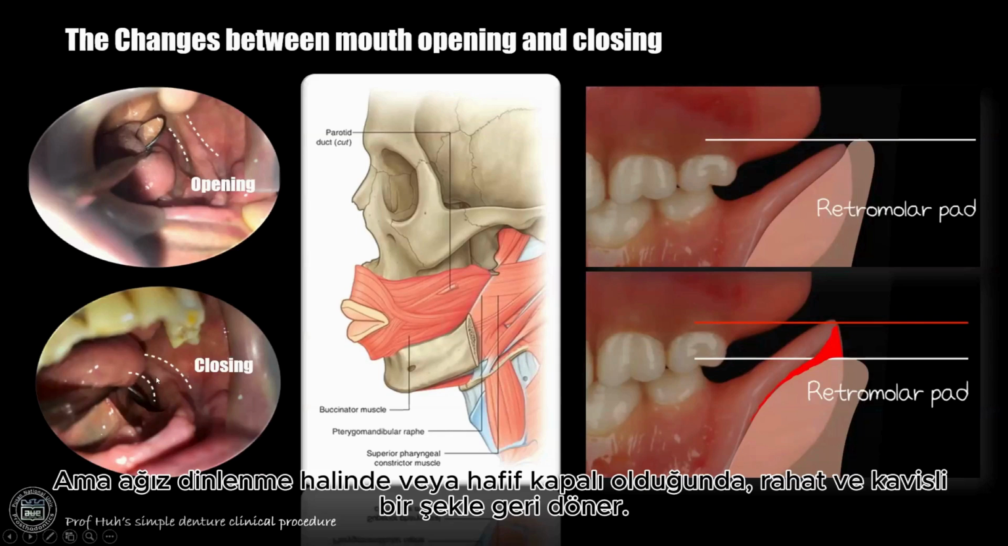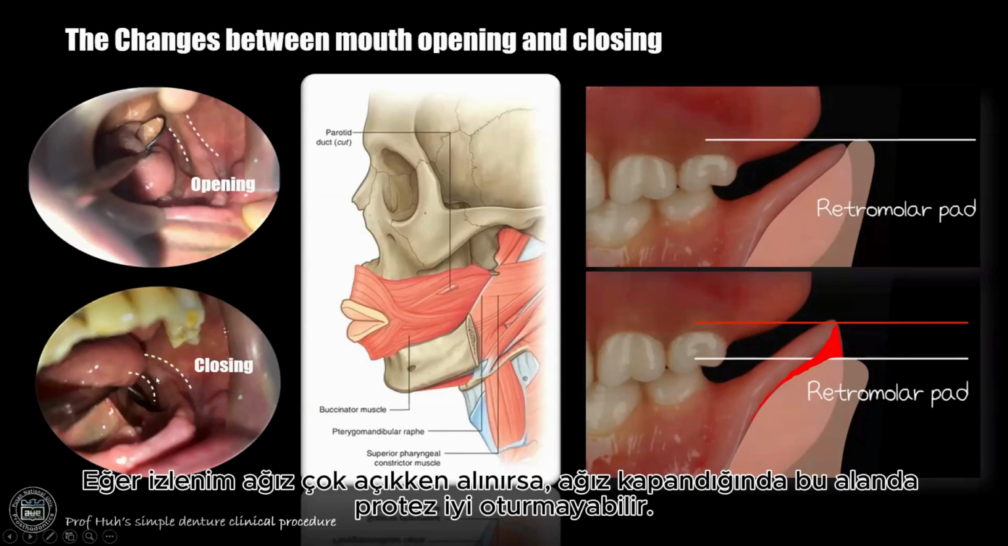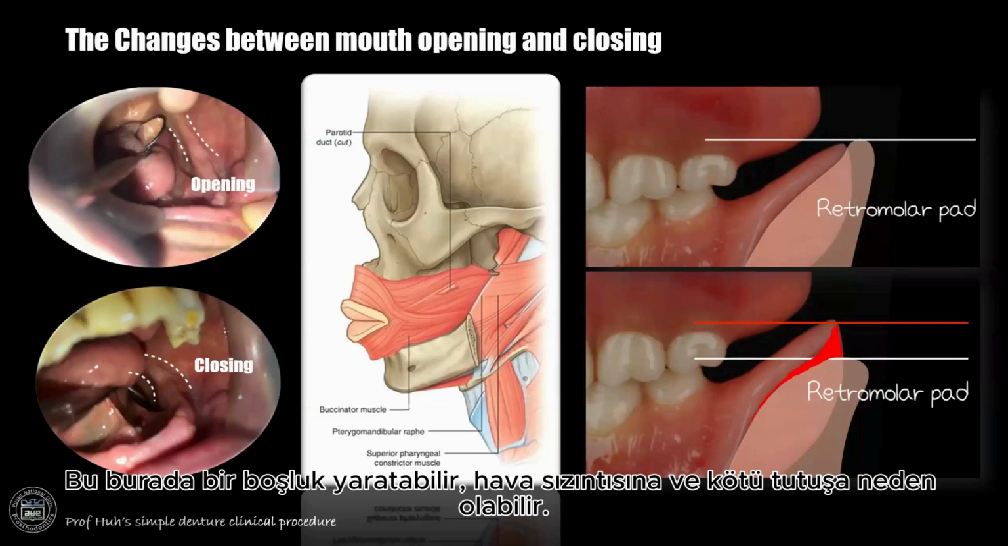shape. If the impression is taken with the mouth too open, widely open, the denture may not fit well in this area when the mouth is closed. This can create a gap here, causing air leakage and poor retention.